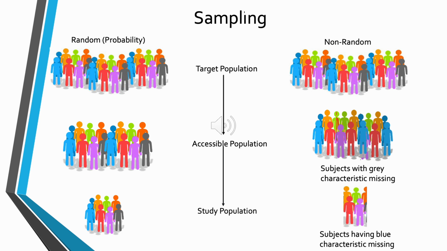In contrast, when non-probability sampling is used, as you move from the target population to the accessible population, there are no longer gray people. And as you move from the accessible population to the study population, the study sample no longer has blue people. This illustrates that random sampling supports generalizability of the study results to the larger population.